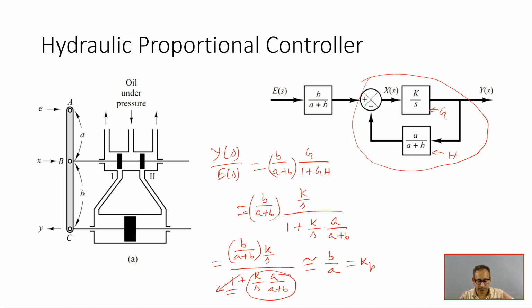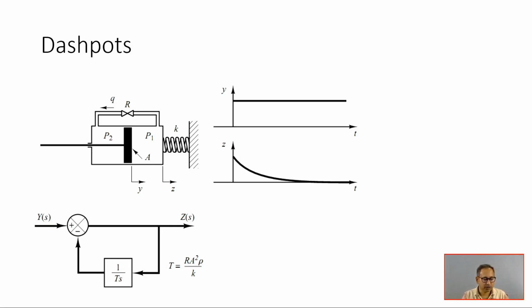Here this proportional gain can be adjusted by effectively changing the lever ratio B by A. This adjusting mechanism is not shown in this figure, but there is provision of changing this lever ratio B by A. So this is about the hydraulic proportional controller. Next I am going to discuss the hydraulic proportional plus integral control action.